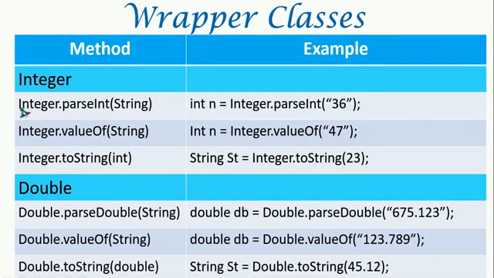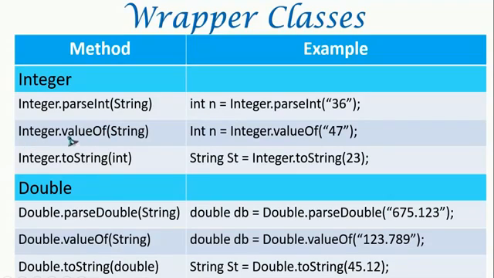For Integer, we have Integer.parseInt and the value of the string. Example, if n is the variable, and then Integer.parseInt of "36". So here 36 is an object, which is a string object. This will be converted into an integer value. Then we will be able to perform some operations.